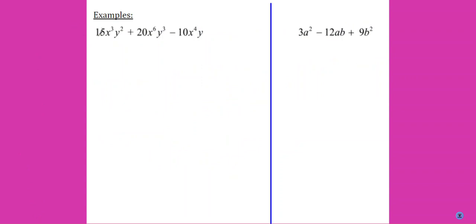Our first example, 15x cubed y squared plus 20x to the 6th y cubed minus 10x to the 4th y. So the first thing we need to do is determine the GCF of this polynomial. First thing I'm going to look at are my coefficients. So I have 15, 20, and negative 10. Well, the largest number that divides evenly into all of those would be 5.